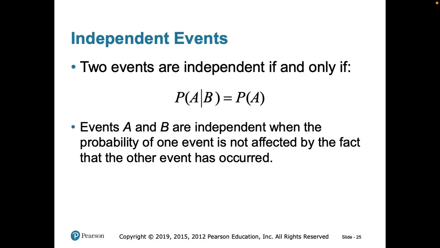Independent events. What are independent events? What are we talking about when we say independent events? Basically, those are two events that are independent if and only if the probability of B given A is going to equal the probability of B. So basically what we're saying here is events A and B are independent when the probability of one event is not affected by the fact that the other event has occurred.